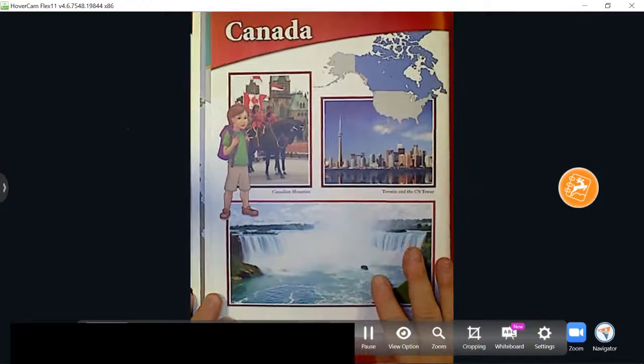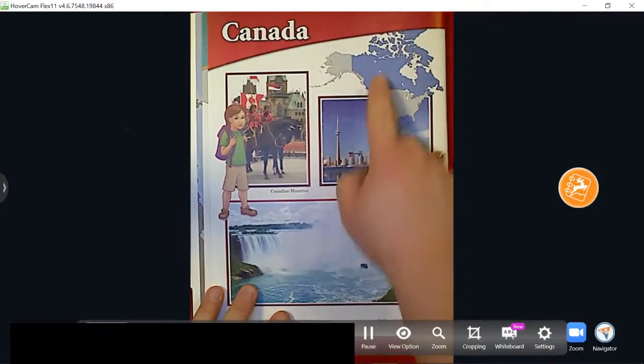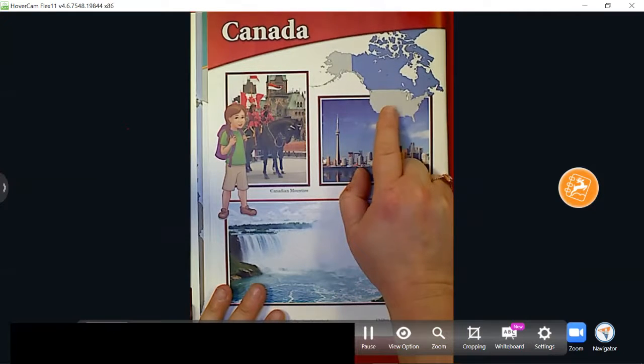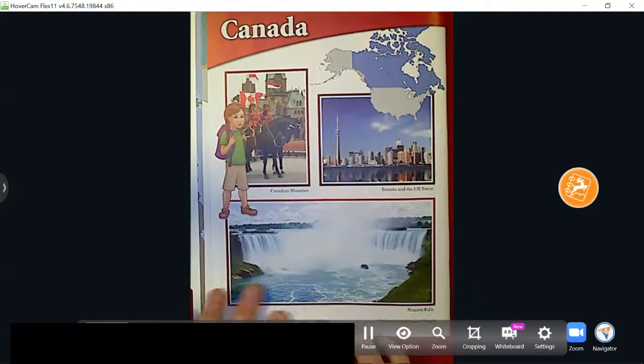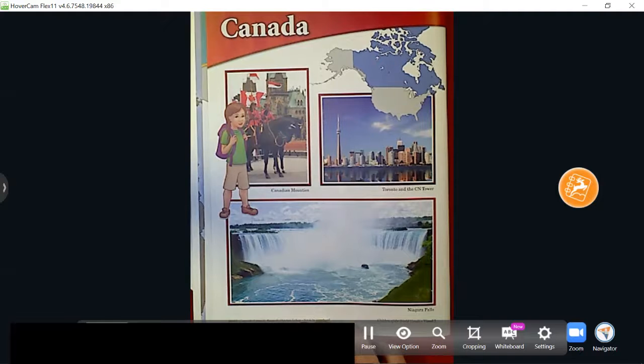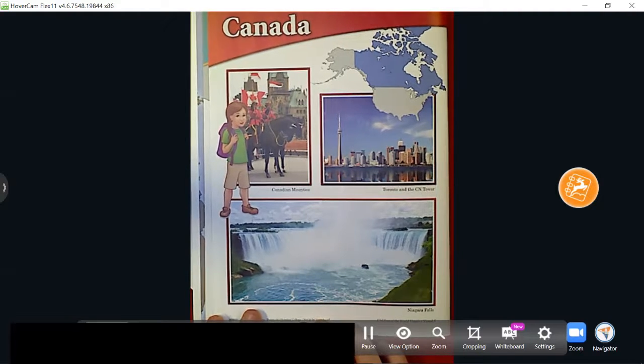So here is Canada, and here's on the map. So do you see this is the United States of America where we live, and right above us, all this blue, that's Canada, okay? Now, Canada is our neighbor to the north. The United States and Canada are friends.